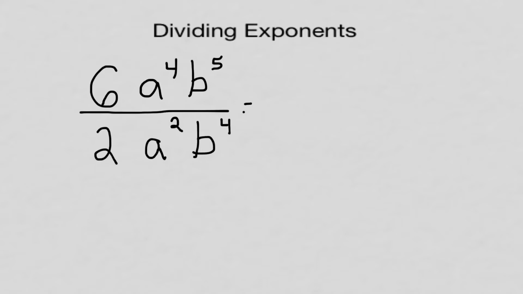Some of the problems we come across are going to have numbers. All right? Coefficients, which are the numbers in front of the variables, not the numbers on the variable. Right? On this problem, the coefficients are the 6 and the 2. All right? We have to deal with them separately. Just like the other ones, we're going to be dealing with the coefficients, or numbers, and the variables. So in this problem, we've got numbers, we've got a's, and we've got b's.